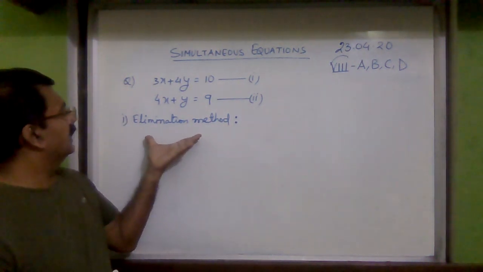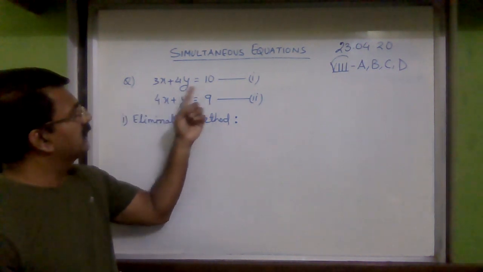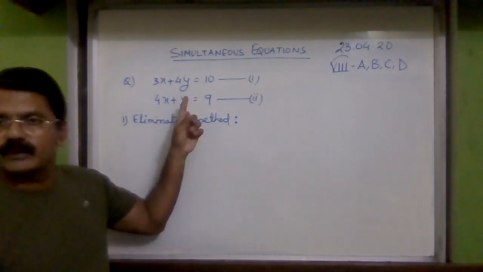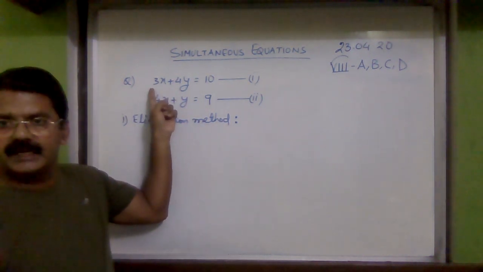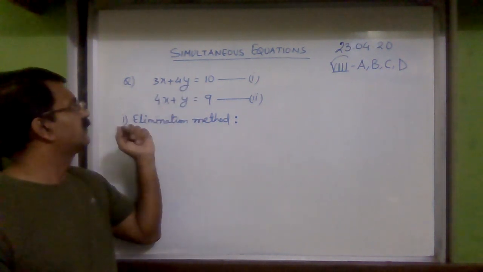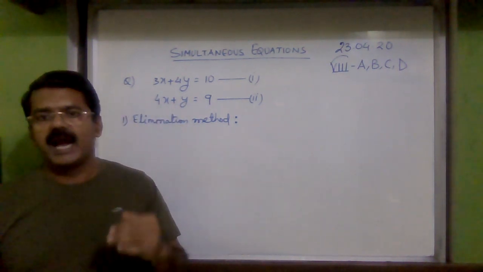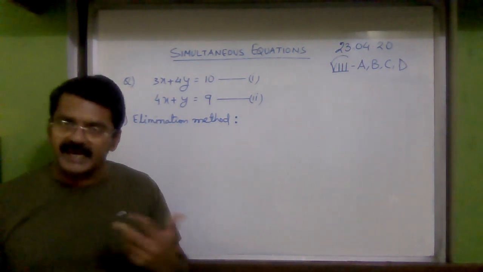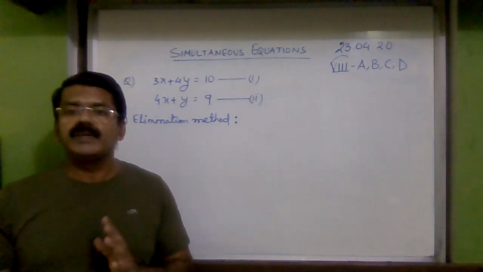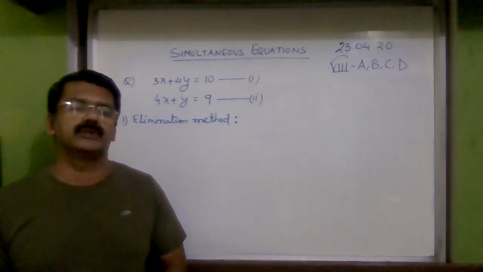Now in this elimination method, in two equations, you see the coefficients of x and y. In the first equation, the coefficient of x is 3 and the coefficient of y is 4. In the second equation, the coefficient of x is 4 and coefficient of y is 1. So we have to make either the coefficient of x same in both the equations or the coefficient of y same in both the equations.